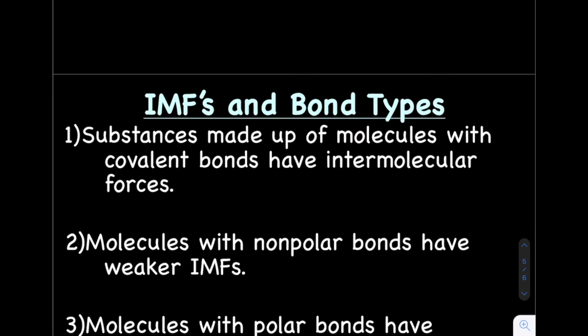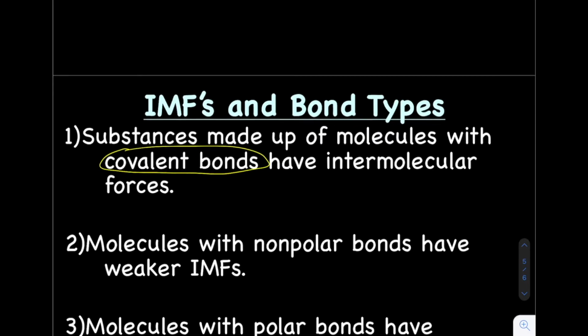So, substances made up of molecules with covalent bonds have intermolecular forces, or IMFs. Now, I want to be clear. The truth is, single atoms, ionic compounds, and metallic compounds also have intermolecular forces. However, those are generally weaker IMFs, so we are going to focus for our class on looking at the IMFs in covalent compounds, or compounds made up of atoms covalently bonded.